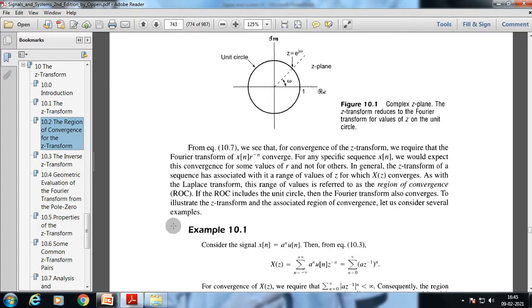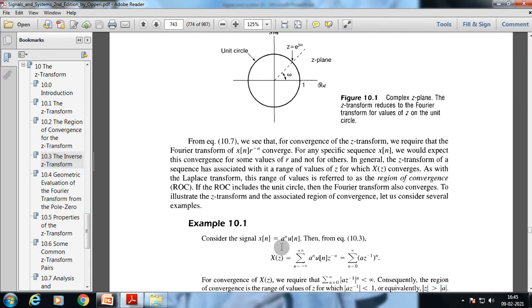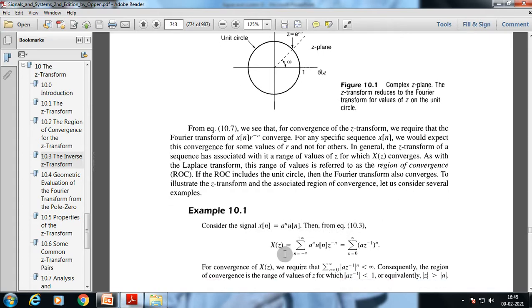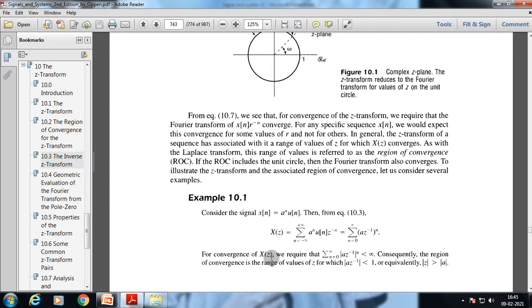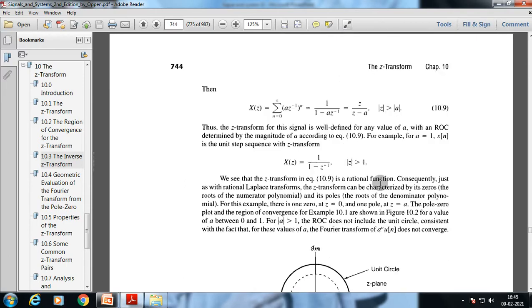Let's begin with the first problem, which is example 10.1. Consider the signal x of n is equal to alpha to the power n u of n. We know that the Z transform is the summation of alpha to the power n u of n z to the minus n. For convergence of x of z, we require that this value should be less than infinity. Consequently, the region of convergence is the range of values of z for which mod a z to the minus 1 is less than 1, or equivalently mod z is greater than mod a.